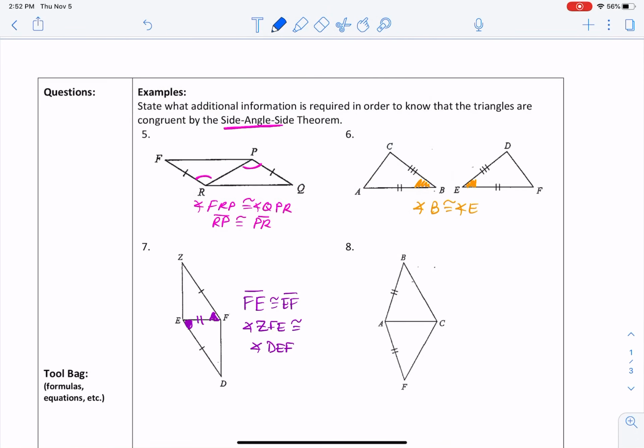Again, because they share a common side, I can use the reflexive property, but I would need to state that AC is congruent to AC. And then I would need to state that those two angles, angle BAC is congruent to angle FAC, before I could use the side, angle, side postulate to prove congruency between those two triangles.